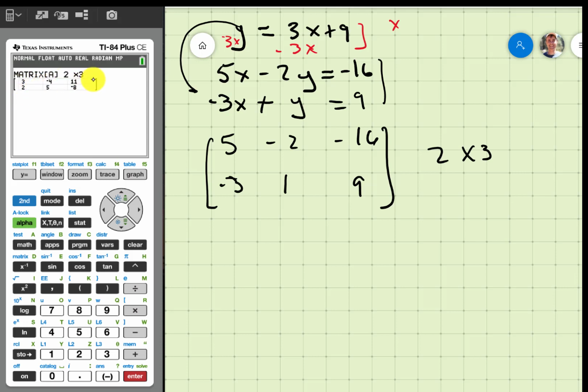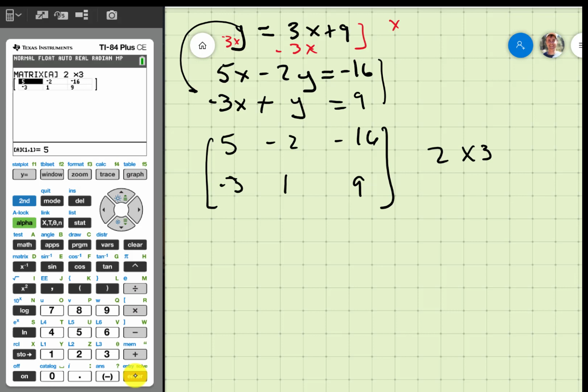But all these old numbers I don't want in there. So I'm going to enter, and I'm going to retype in the new numbers. 5, enter, -2, -16, enter, -3, enter, 1, enter, 9, enter. Double check all the numbers. 5, -3, -2. Okay, so we got the matrix in there correctly.